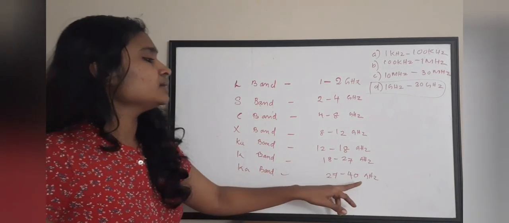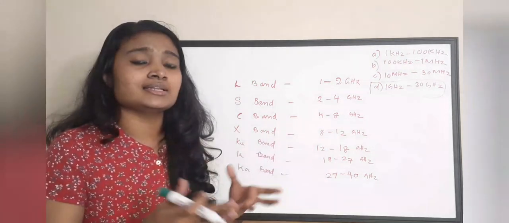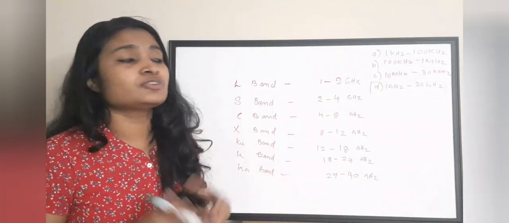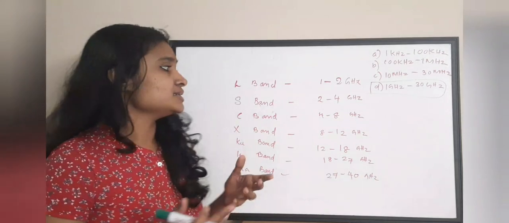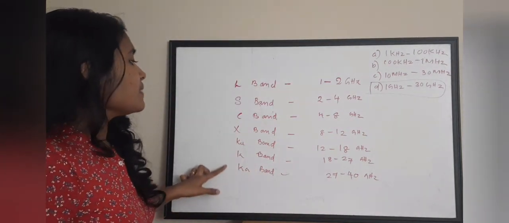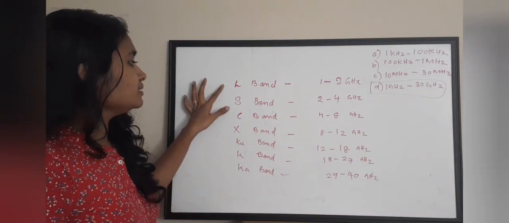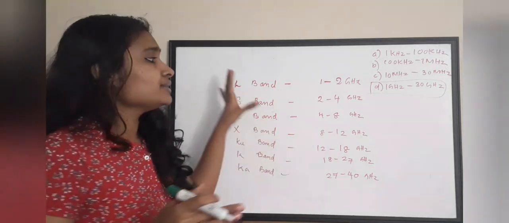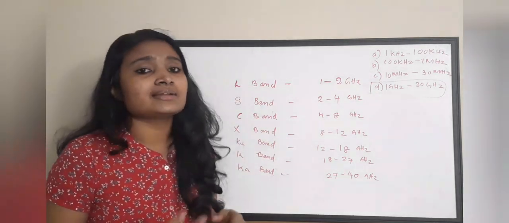Even though it is given till 40 gigahertz, we generally say that satellite communication is possible from 1 gigahertz to 30 gigahertz. And these are the various bands. That is 7 bands are there. So these are the 7 bands which are used for satellite communication.